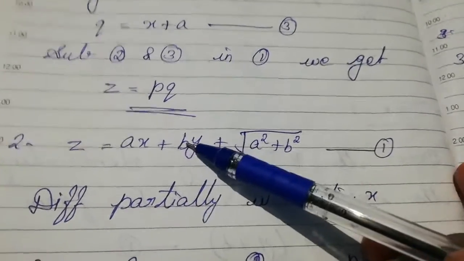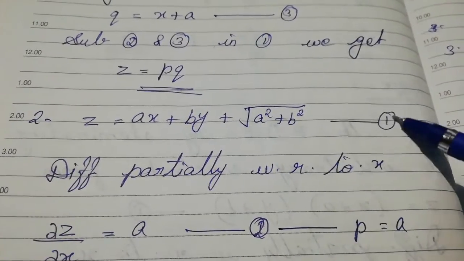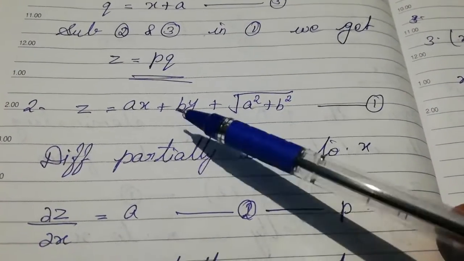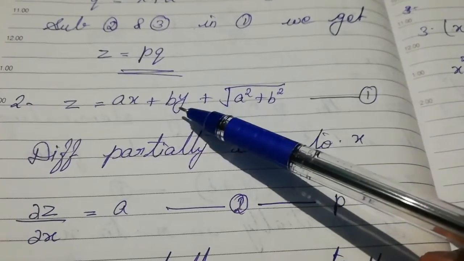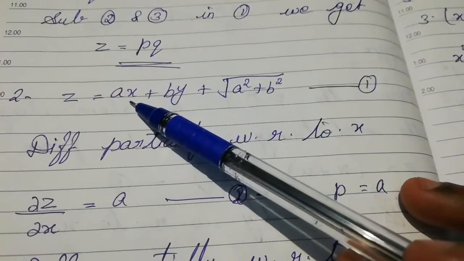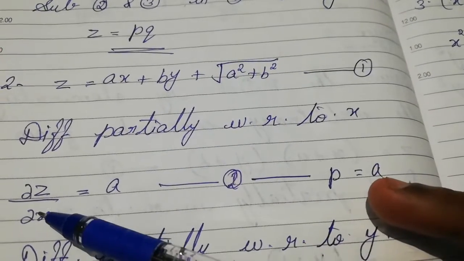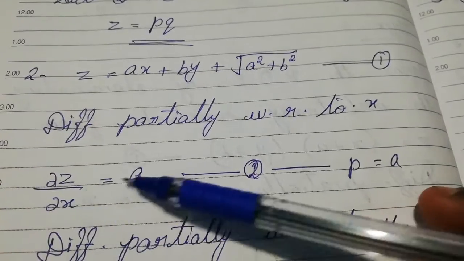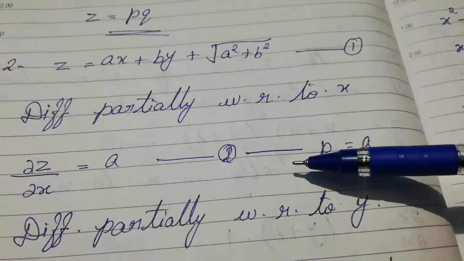Second sum: z is equal to ax plus by plus square root of a square plus b square. We take this as equation 1, then differentiate partially with respect to x. Dou z by dou x is equal to: here there is no x in the last two terms, so differentiating them we get 0 plus 0. Here a into the differentiation of x, that is a into 1, that is a. Dou z by dou x is p, so p is equal to a, that is equation 2.